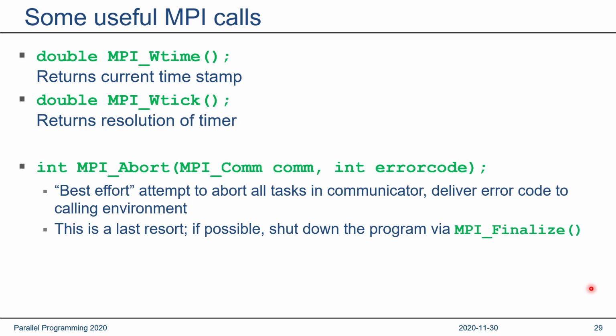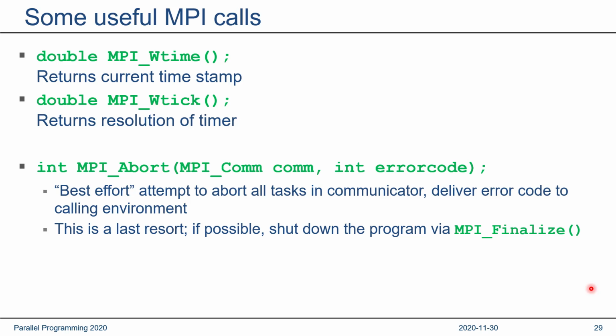Before we conclude, some useful MPI calls. You might remember that in OpenMP we have timing functions. MPI is the same thing. In MPI we have the function MPI_Wtime, which returns a current timestamp. So it only makes sense if you call it twice and calculate the difference. MPI_Wtick gives you the resolution of the timer, so the number of seconds between one tick and the next, so you can determine whether a certain time span that you might have measured is sensible or not.